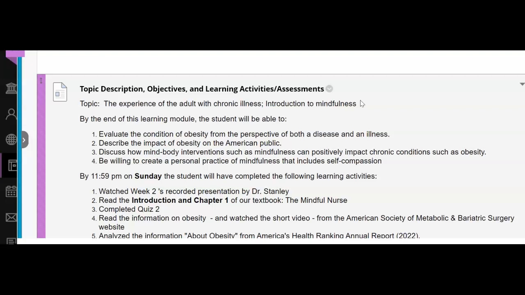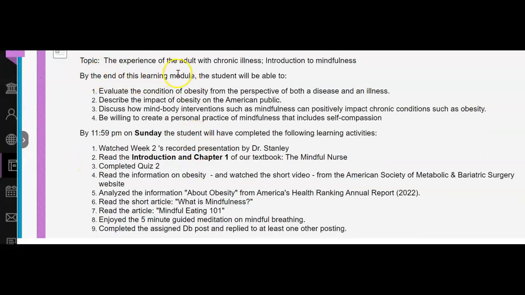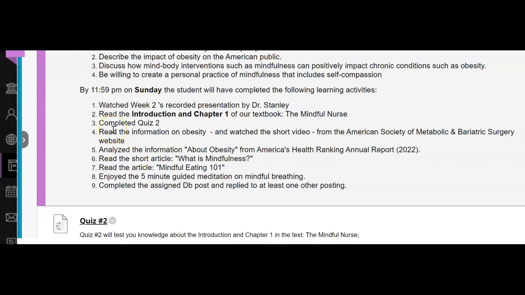So let's move along. And so I'll let you read what the learning outcomes are. So by the end of this learning module, what you're expected to be able to do. And let's look at how you're going to meet those learning outcomes. So you're watching this presentation where I'm going over everything with you. And a key aspect of the learning assignments this week is to read the introduction. Oftentimes we skip over introductions, but this introduction is really informative. So both introduction and chapter 1 of our textbook, The Mindful Nurse.